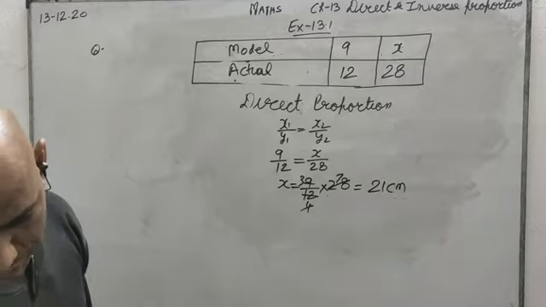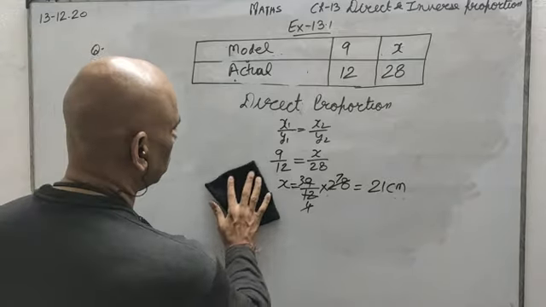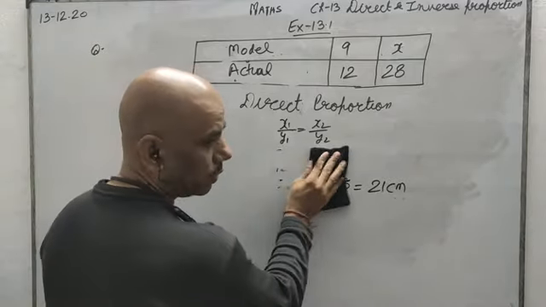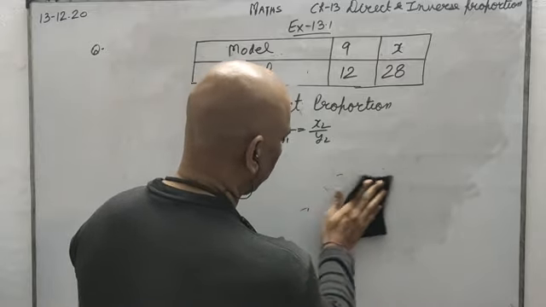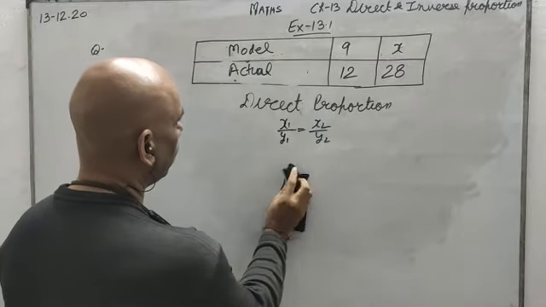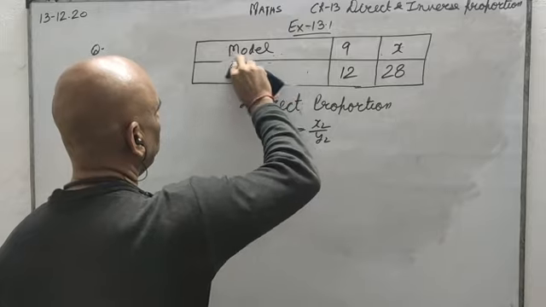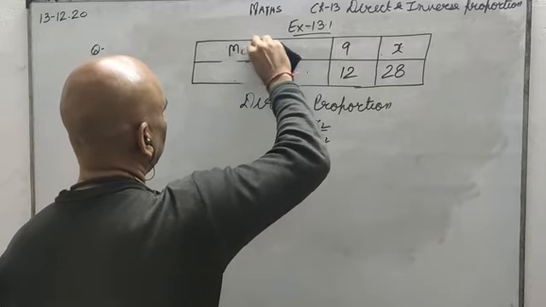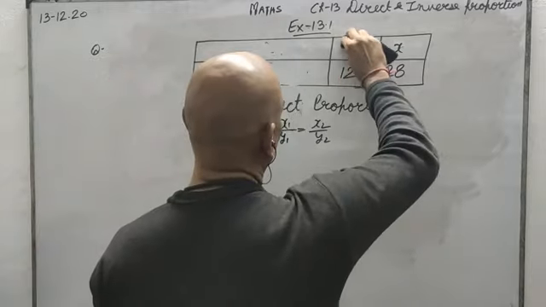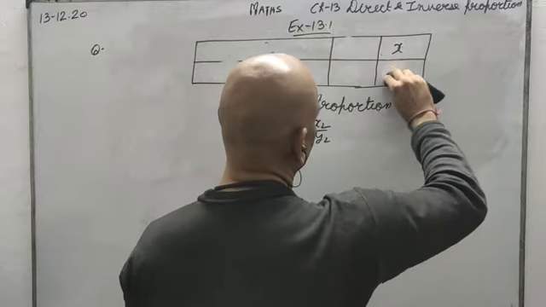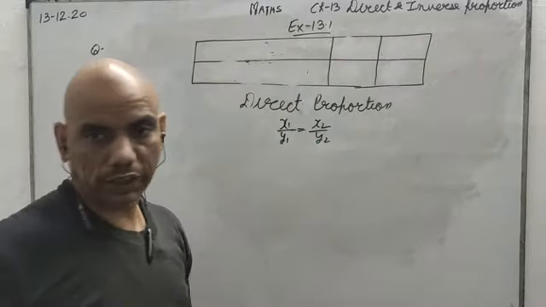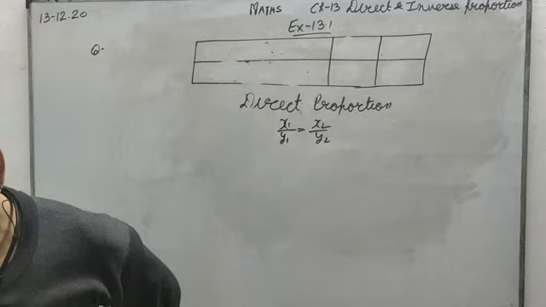Okay. Question number 7. This was question number 6. Let us see question number 7. Here it is important to understand how we are getting direct and how we will get inverse, because in the exam it will not be told to you whether it is direct proportion or inverse proportion.